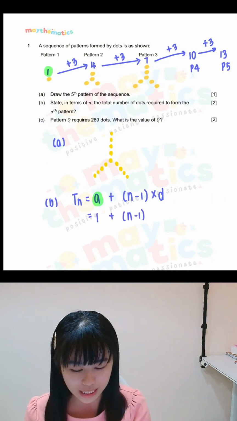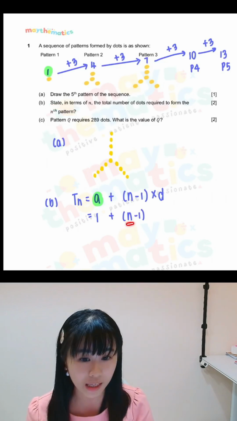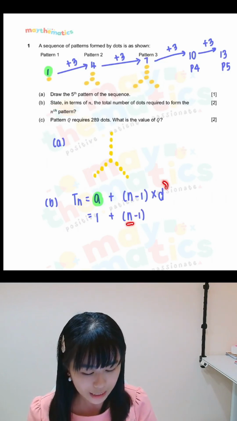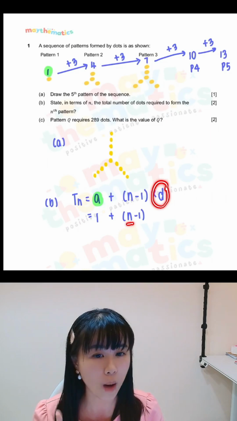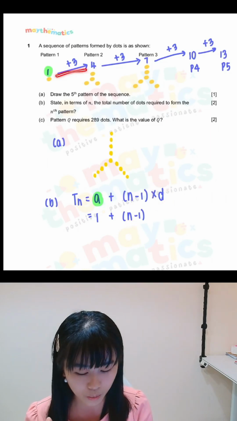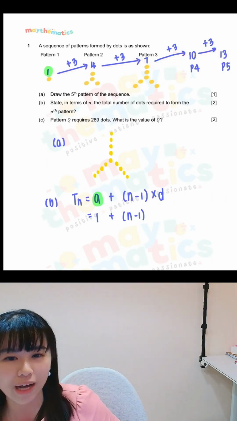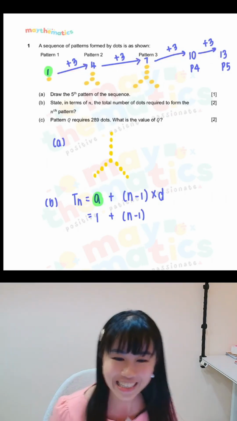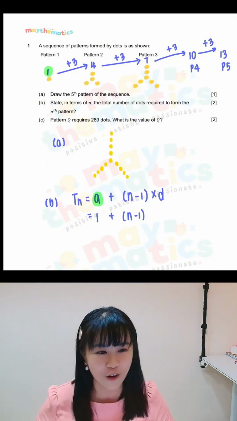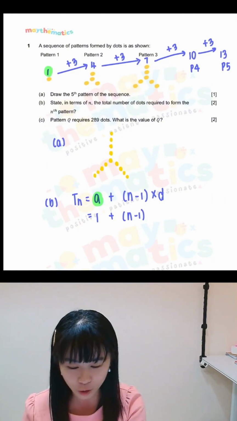By the way, when they say state in terms of n, your answer must have n, so your n stays there. Then d is your common difference. What is the common difference? Look at this. What is the difference here? You must memorize this formula. This one is confirmed to be tested all the way until Sec 4. Okay, 3. Very good.